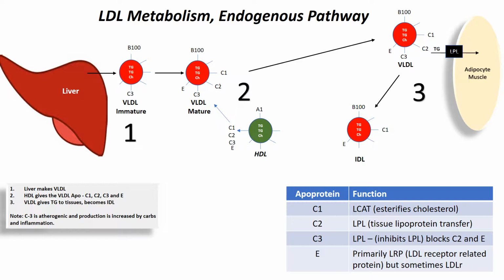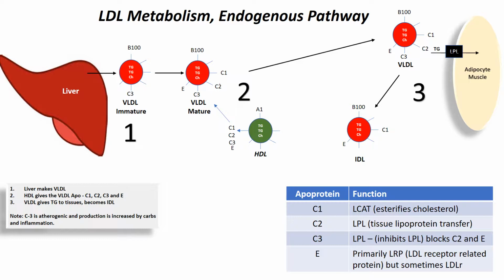So you can see what's happening in step one. The liver packages a VLDL with cholesterol and a lot of triglycerides. The VLDL matures in step two. In step three, just like the chylomicron, those triglycerides that it got packaged up in the liver are now given to body tissues through the lipoprotein lipase.